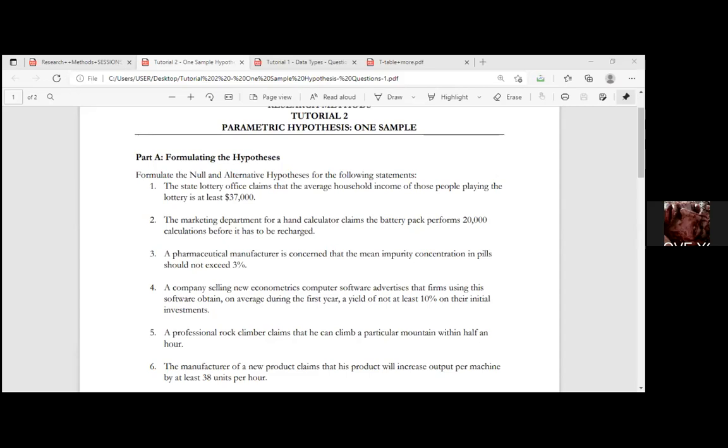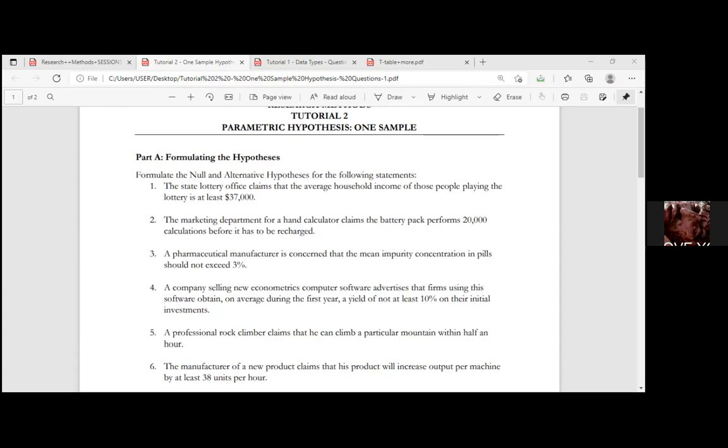It's equal to. And equal to will be in which hypothesis? Equal to is part of the null hypothesis. It's in the null. And yes, please. So it will be in the null. And the alternative will be what? Not equal to. Yes, please. Okay, thank you very much.